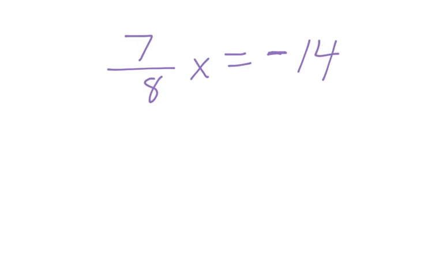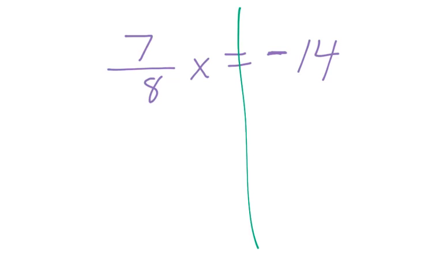Okay, so here we have a fraction times a variable equals a number. Most people would consider this a one-step equation, but depending upon the way you do it, it could also be two steps. So that's why I put it into this lesson. There's many ways to do this problem. Probably the easiest way for many students is a two-step equation.